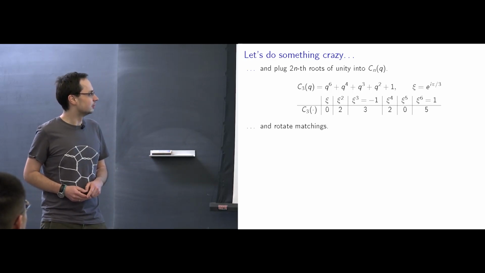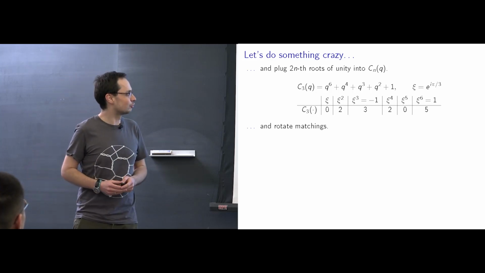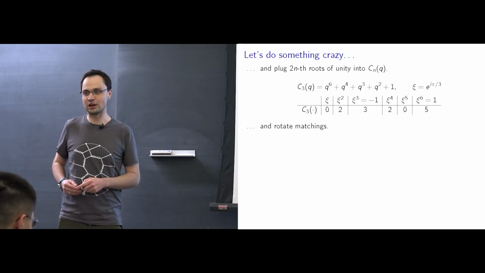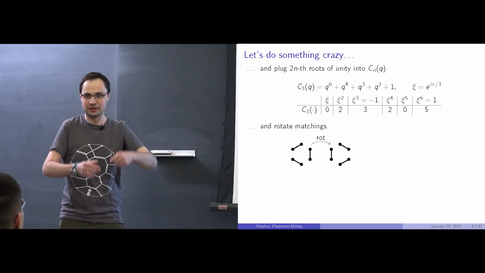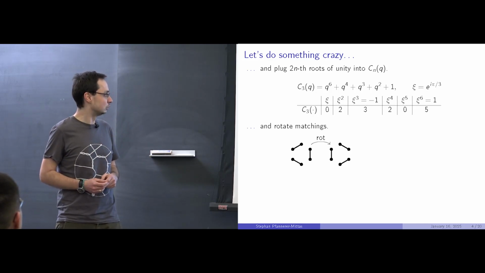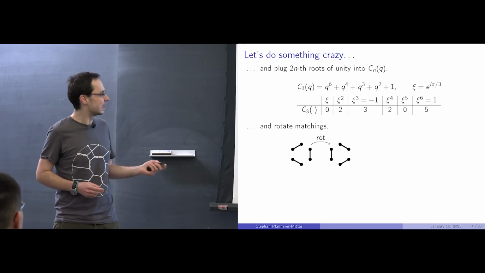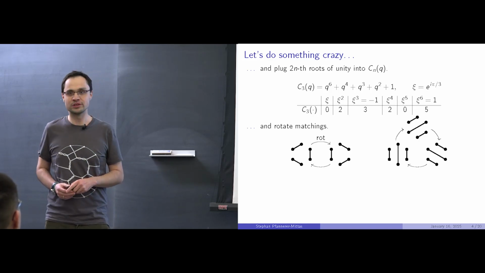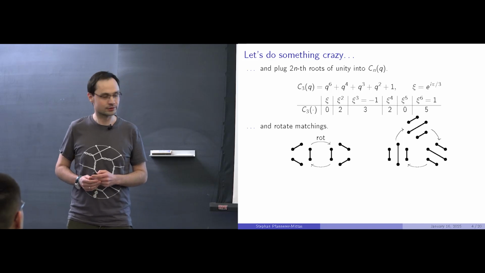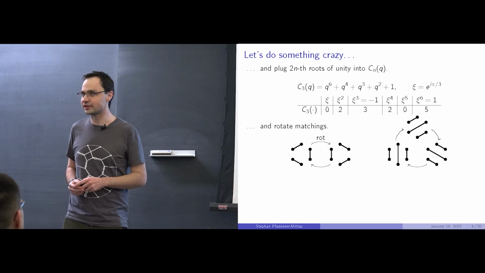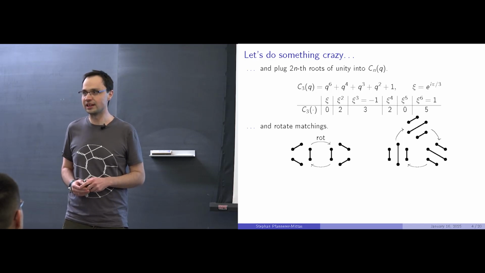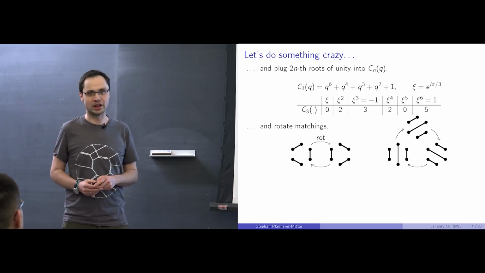Okay. Let's do something that's not related to that, but rotate matchings. I already told you, rotation is you rotate them by 2 pi over 2n or pi over n. And we have 2 orbits for n equals 3. And now let's count the number of fixed points that we get when we rotate a bunch of times.